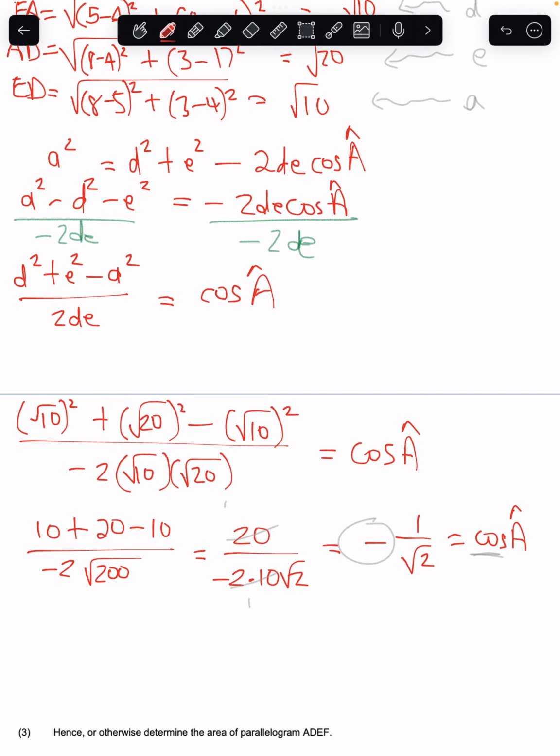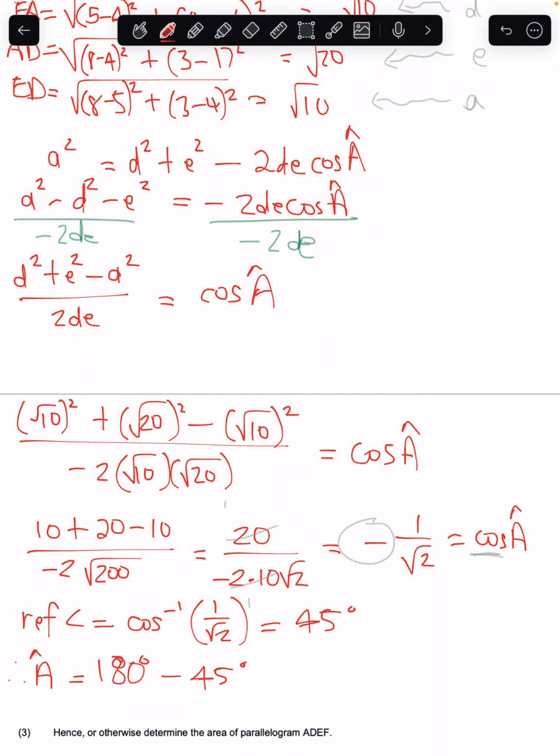So we're going to say our reference angle is the inverse of cos of positive 1 over root 2, which we know is 45 degrees. And so therefore A will be the second quadrant angle that partners with 45. And we find that by saying 180 minus 45, which is equal to 135 degrees.